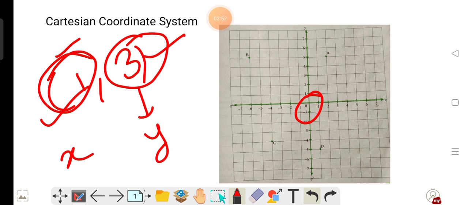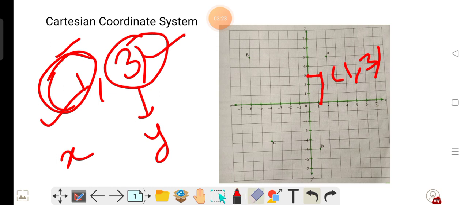So if you have to plot this point 1 and 3 on the graph, then how can you locate this point on this graph? Look at this. This is 1 for the x-axis and this is 3 for the y-axis. Move vertically up to 3 and move horizontally up to 1. This particular point is known as (1, 3). This is the representation of an ordered pair on the Cartesian plane, and this whole is known as the Cartesian plane.